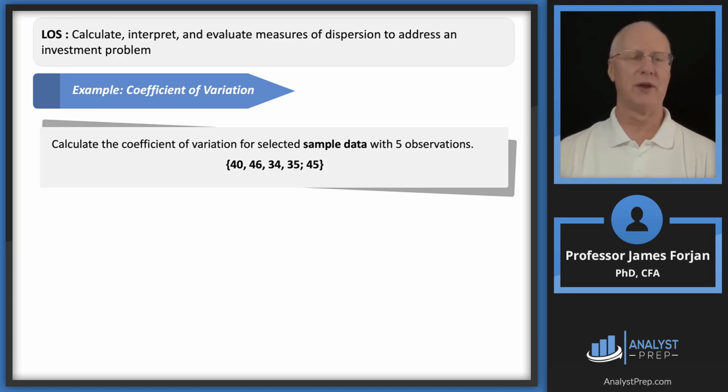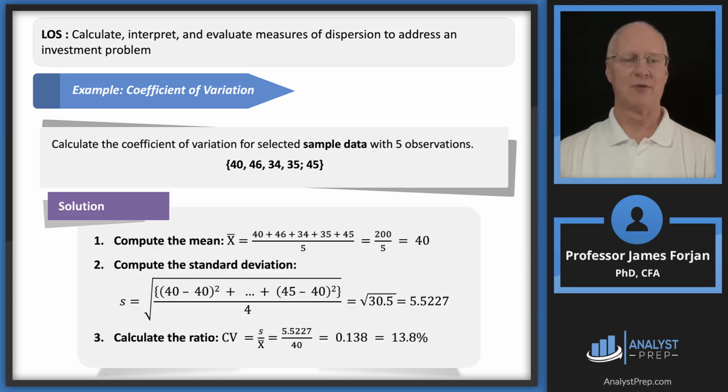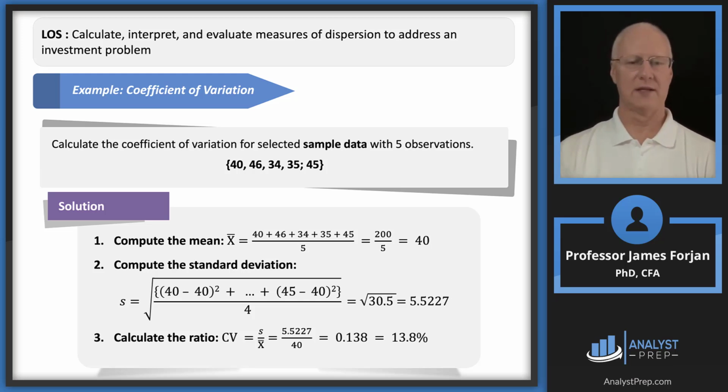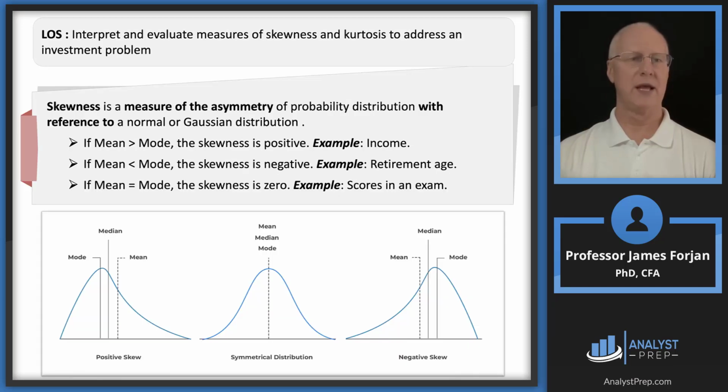So let's just do a quick one. There are five observations. You should be able to get that standard deviation out with your calculator just like I did. Mean of 40, not 4. Standard deviation is about 5.5. So you do that, you get 0.138.